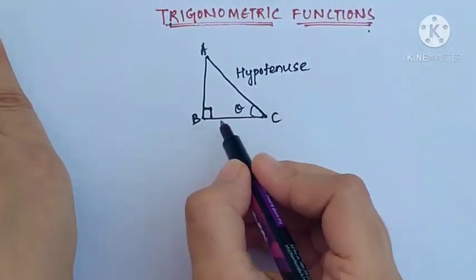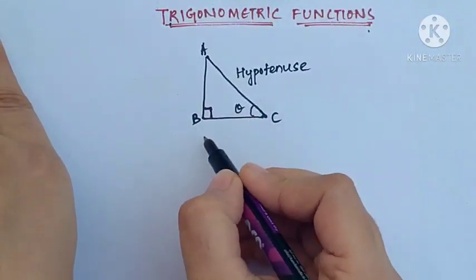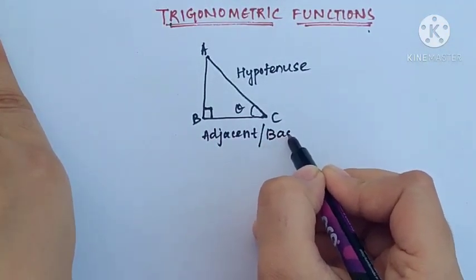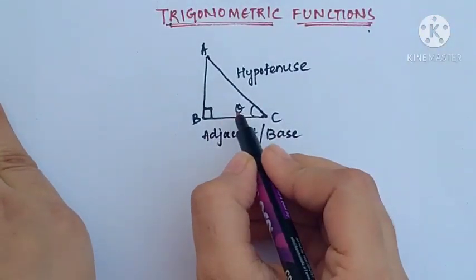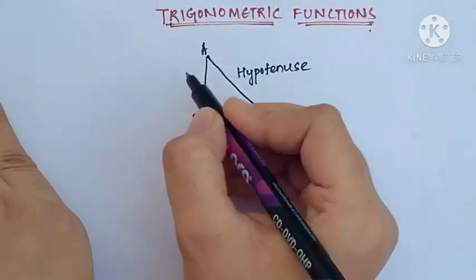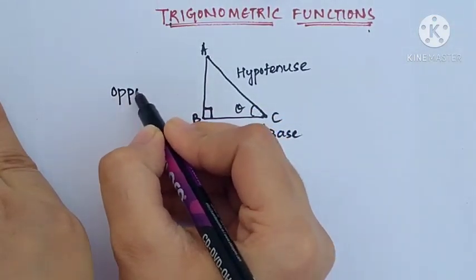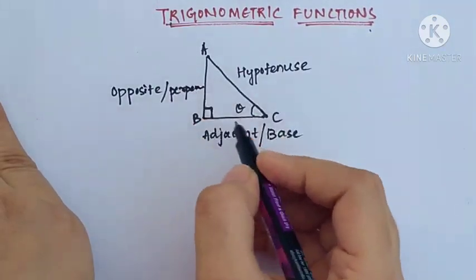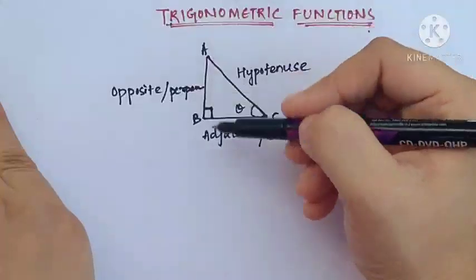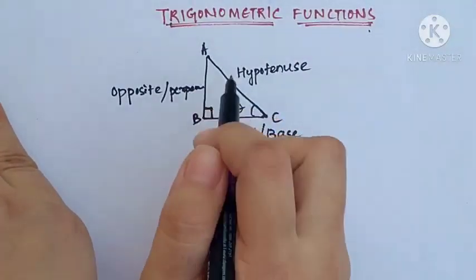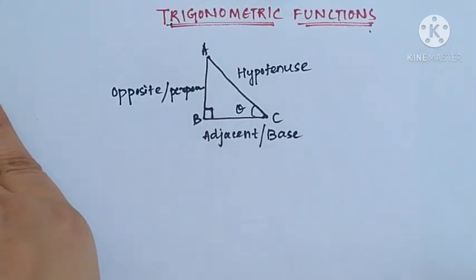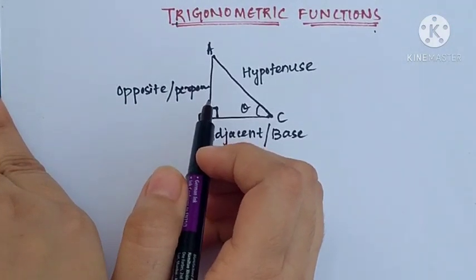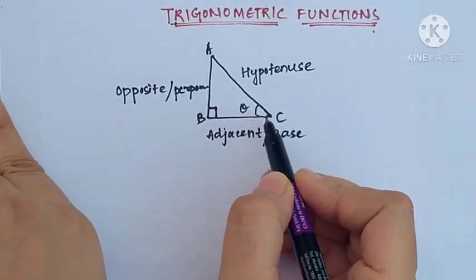The side adjacent to theta is known as adjacent or base. The side opposite to theta is known as opposite or perpendicular. As the side AB is perpendicular to BC, it is also known as perpendicular. The sides hypotenuse, adjacent and opposite are based on this angle theta.